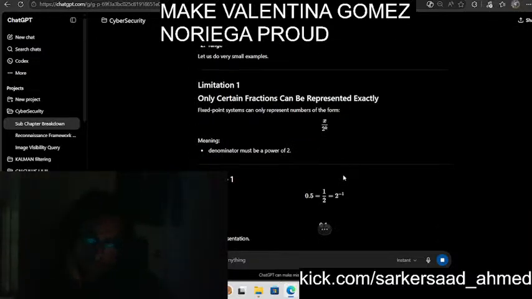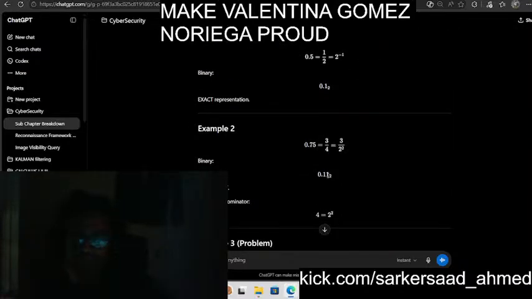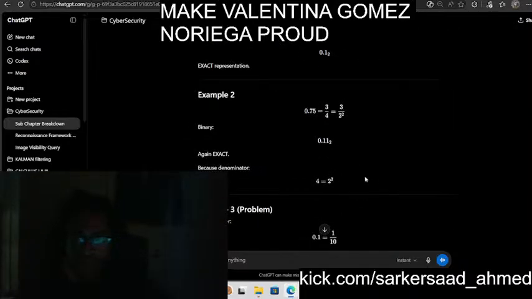So if I have 0.5, which is half, the binary is 0.1, because you have 2 to the power minus 1. Makes sense. So you'll have 0.11 because the denominator is 2 to the power 2, right?